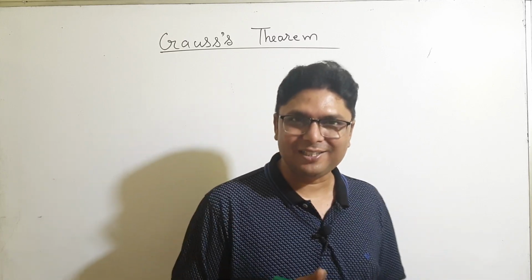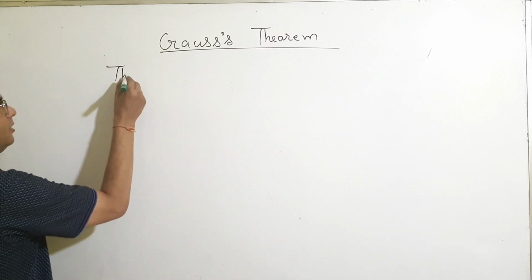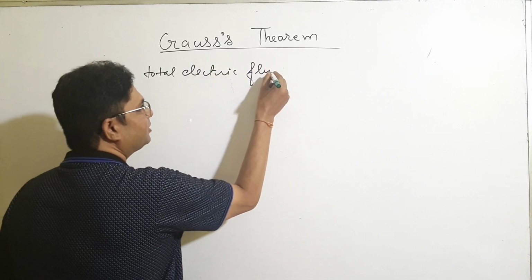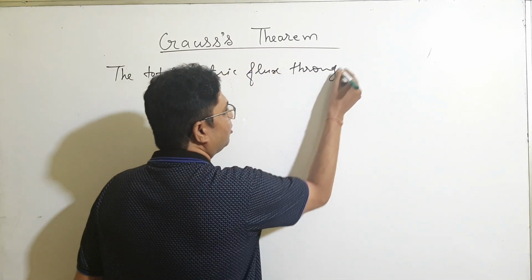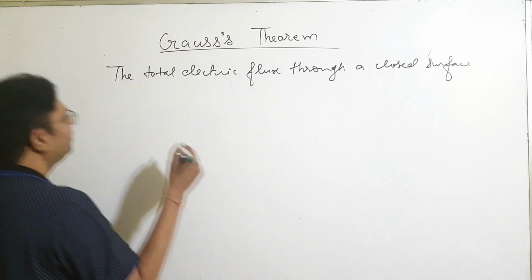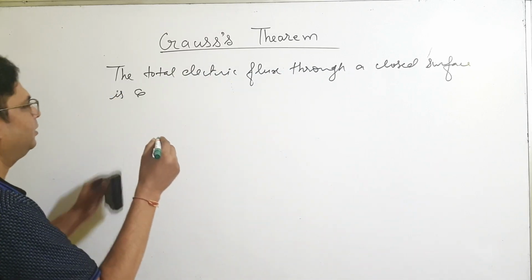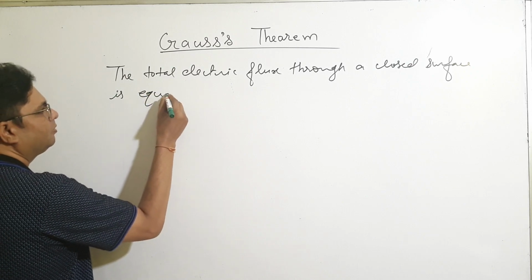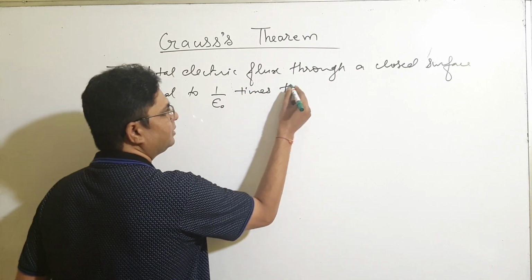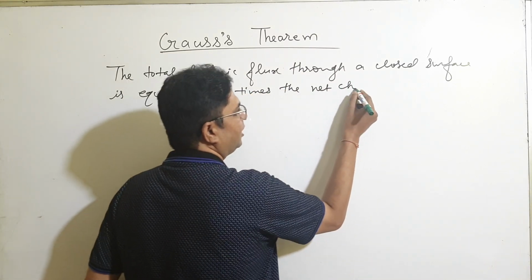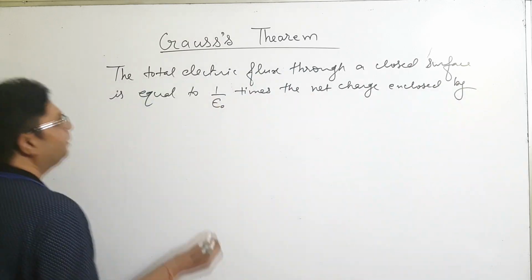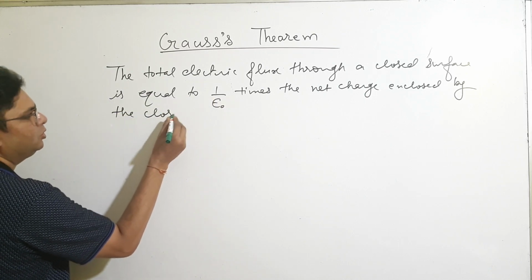I am writing the statement. The total electric flux through a closed surface is equal to 1 by epsilon naught times the net charge enclosed by the closed surface.